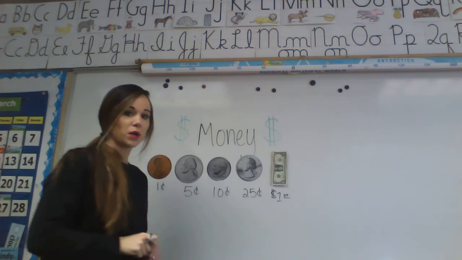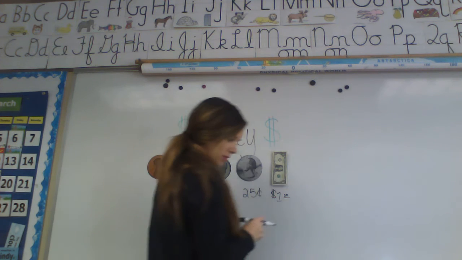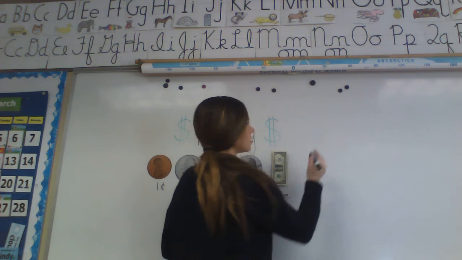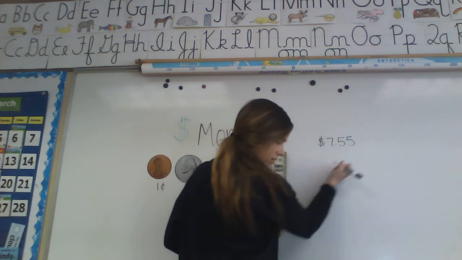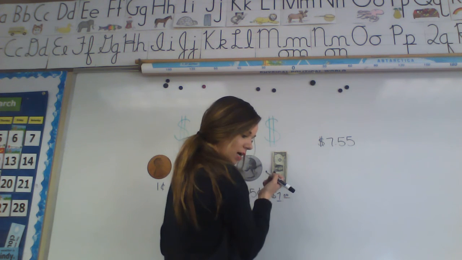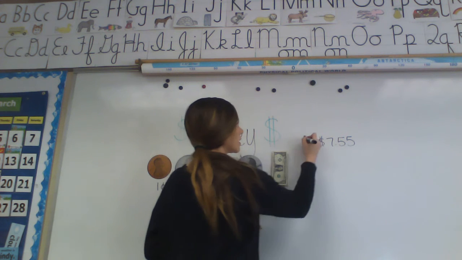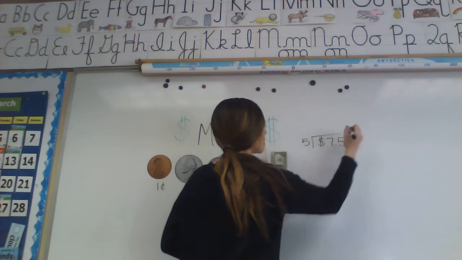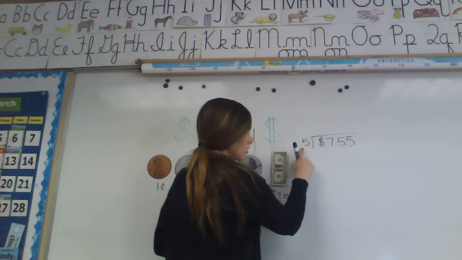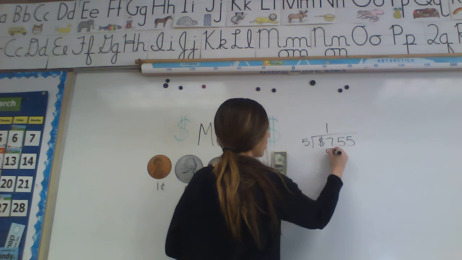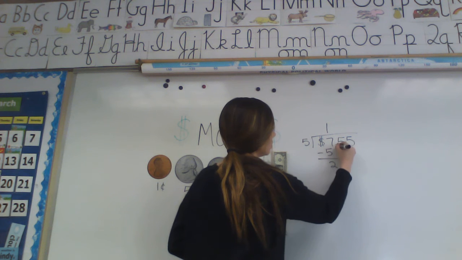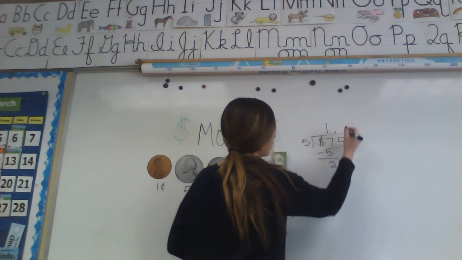All right, we're going to do one more problem together. If Emily pays $7.55 for 5 stickers, how much does each sticker cost? Well, we're going to divide it by 5 again to find out the cost of 1 sticker. 5 goes into 7 1 time. 7 minus 5 is 2. We're going to carry that decimal point up here.